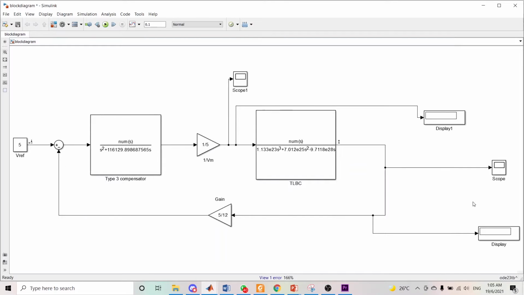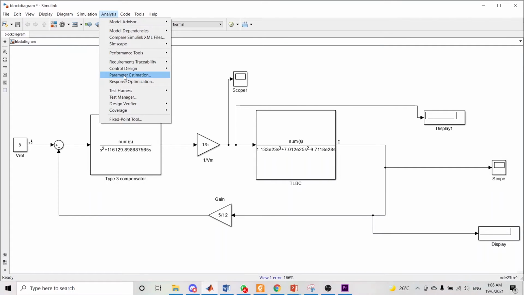So this is the closed loop block diagram of the 3-level boost converter. 5 volts is the V reference, with a gain of 5 over 12 because my output voltage is equal to 12 volts, and my 1 over Vm is equal to 1 over 5. This is the transfer function of a type 3 compensator, and this is the transfer function of the 3-level boost converter. I will tune the transfer function of the type 3 compensator so that I get the desired phase margin, gain margin, and also the bandwidth.